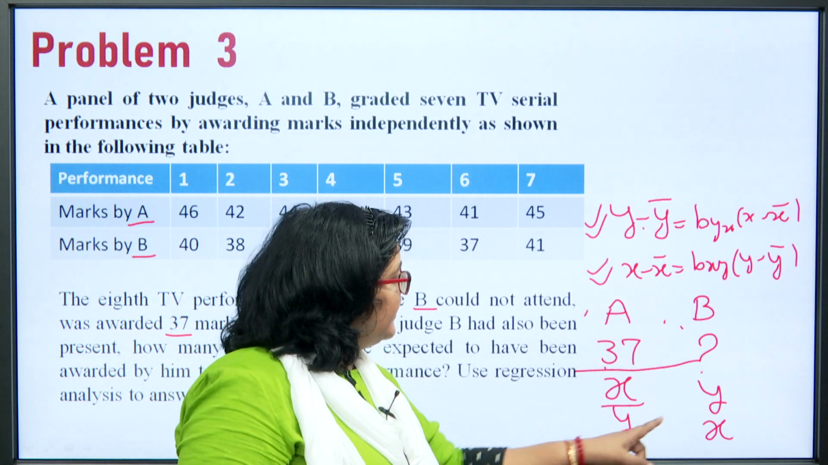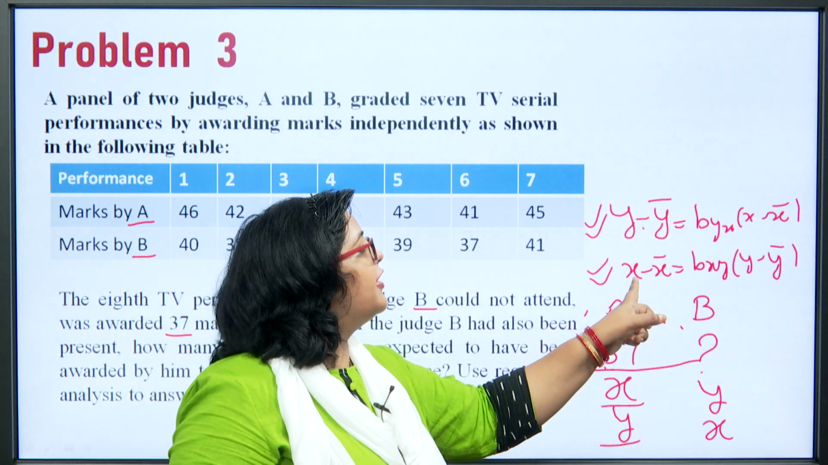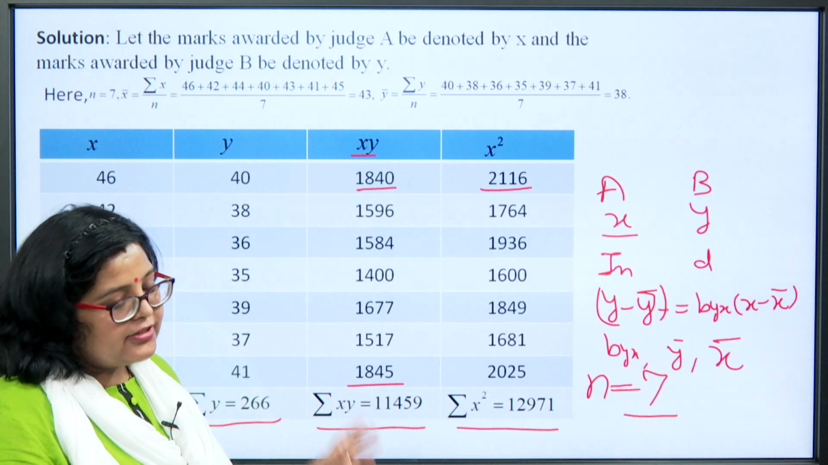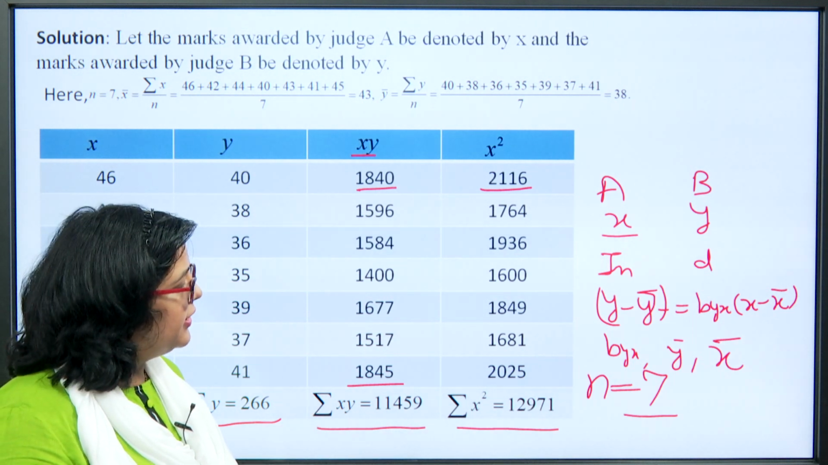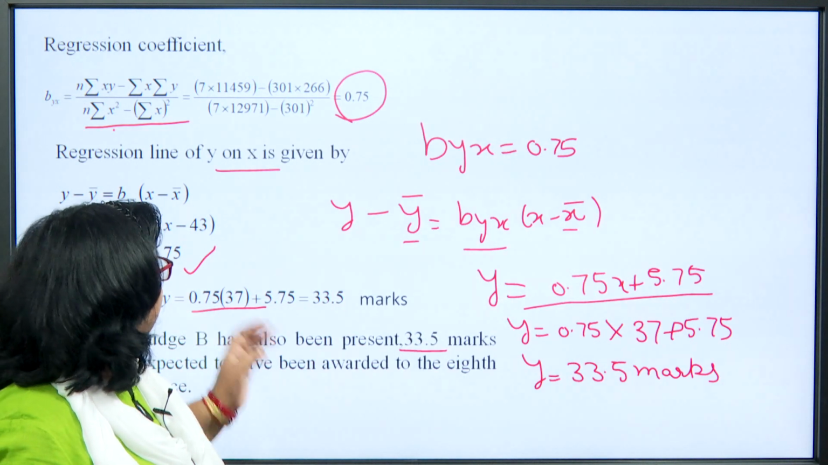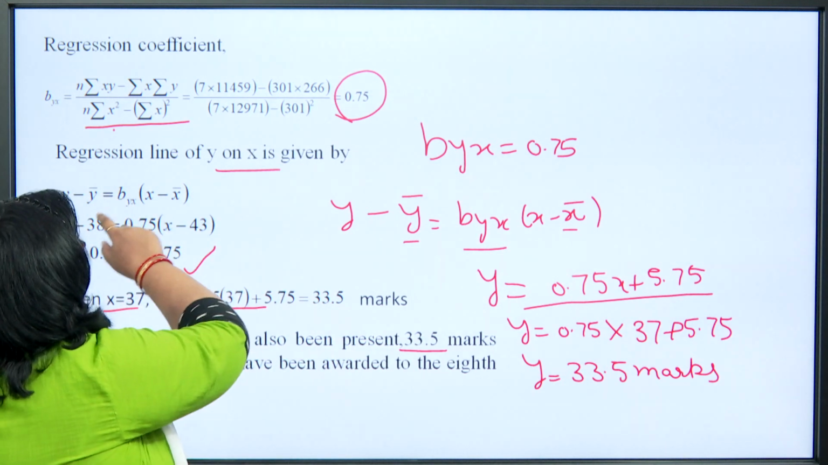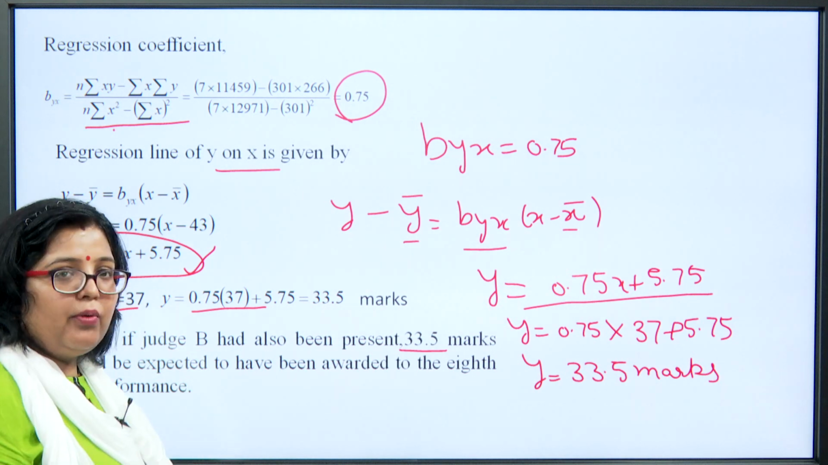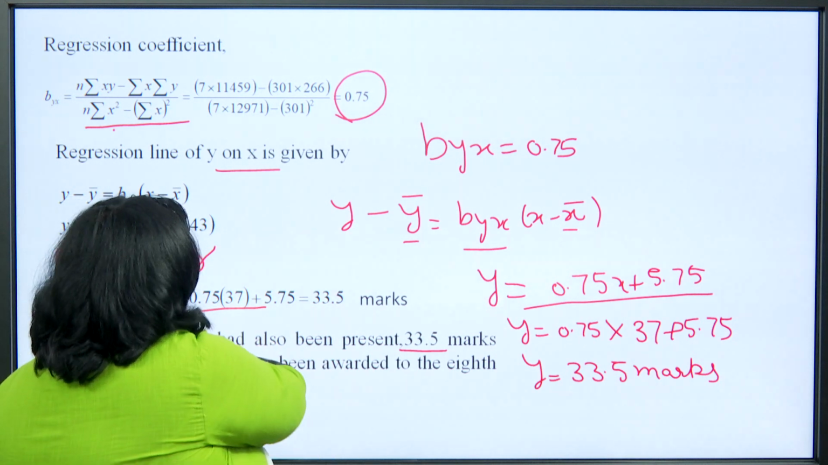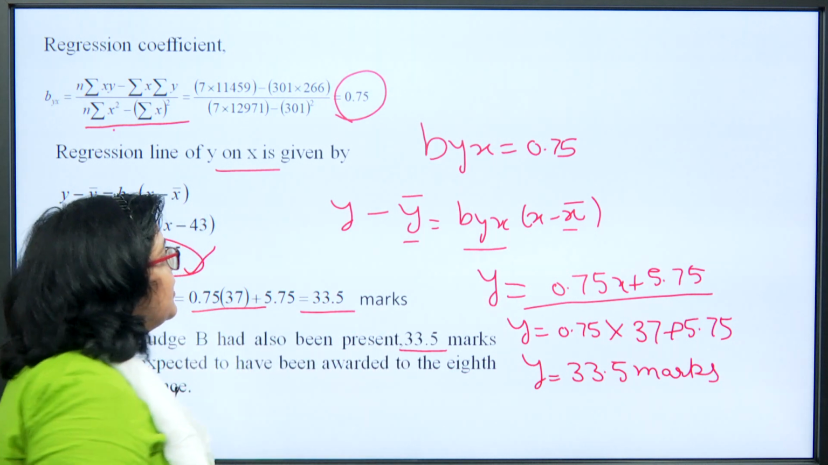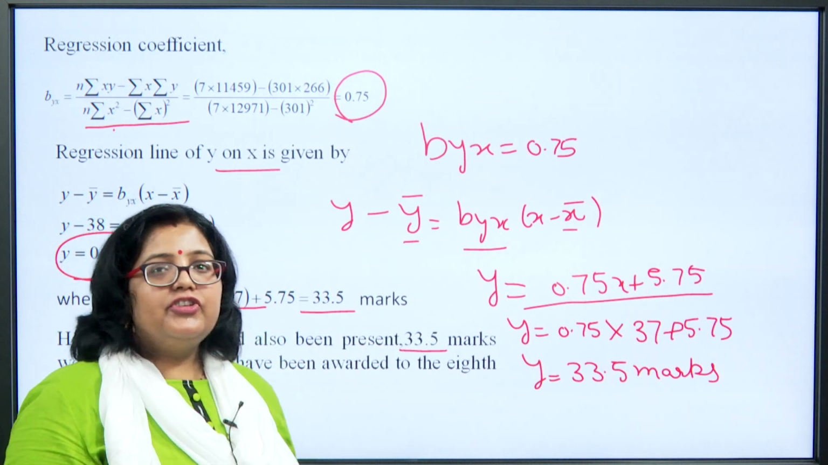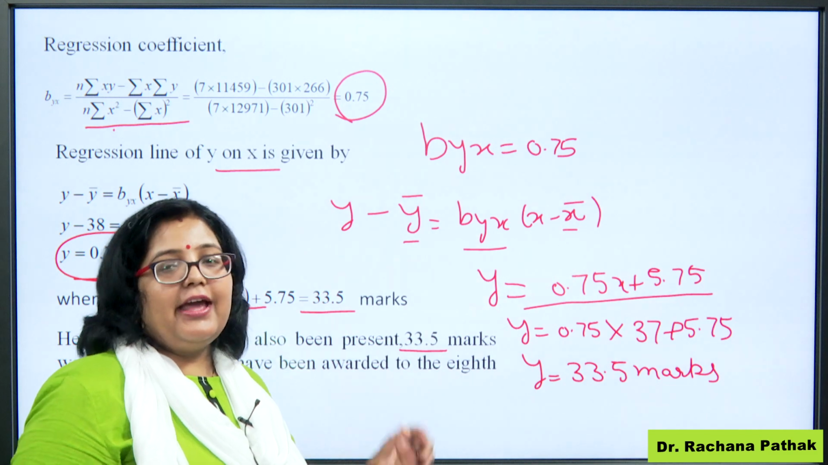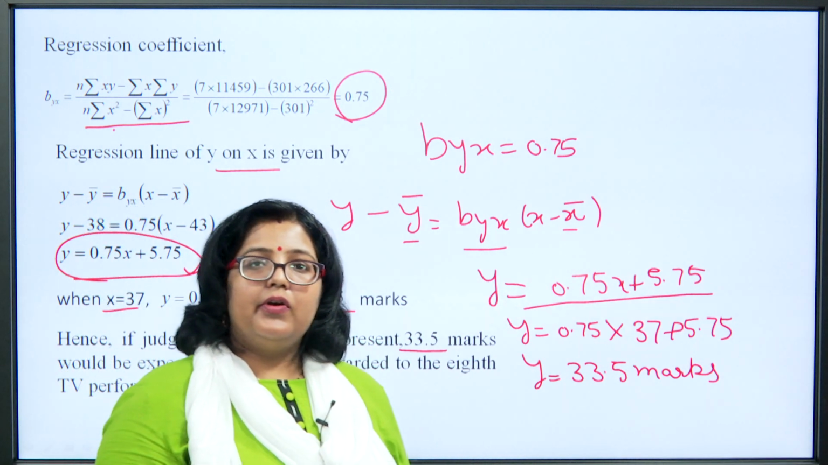If we choose a as independent and y as dependent, we use the line of regression x on y, and solve it in a similar way as the previous questions. Putting these values in byx and y bar, we find the required equation. Putting the value of x as 37, we get the marks given by judge B. This is the application of regression analysis. Okay, thank you.